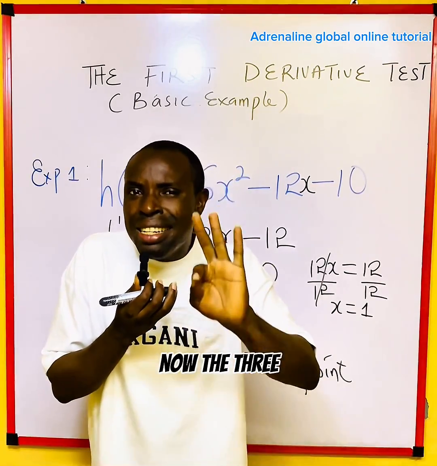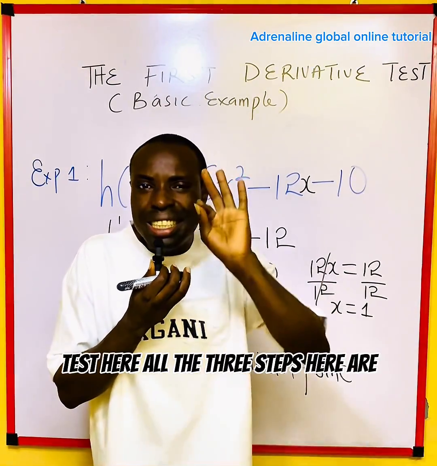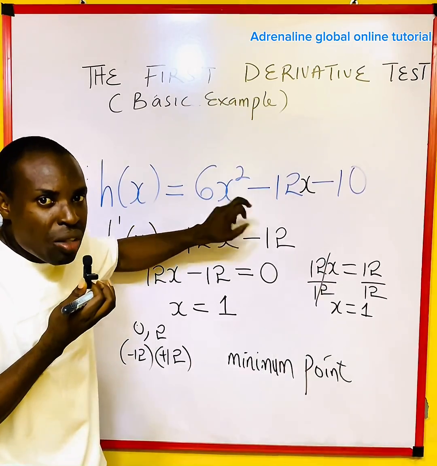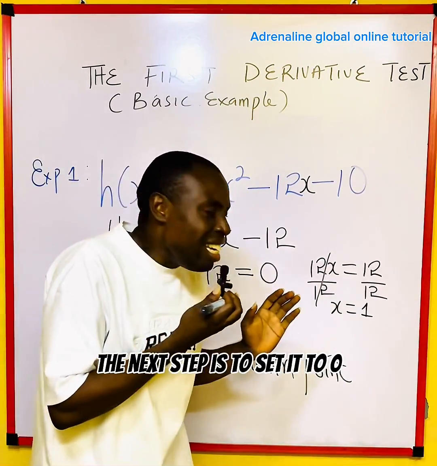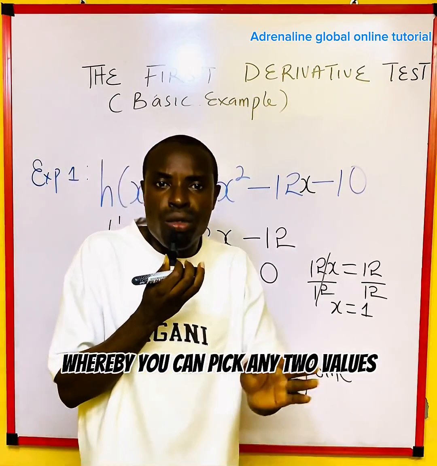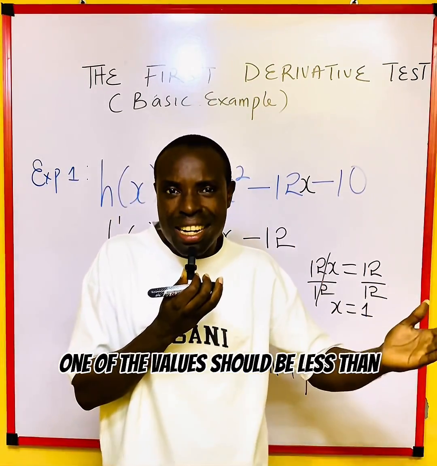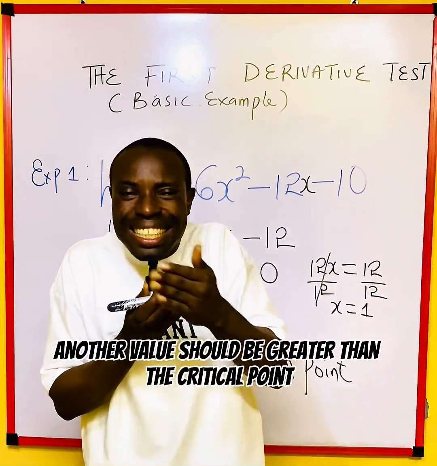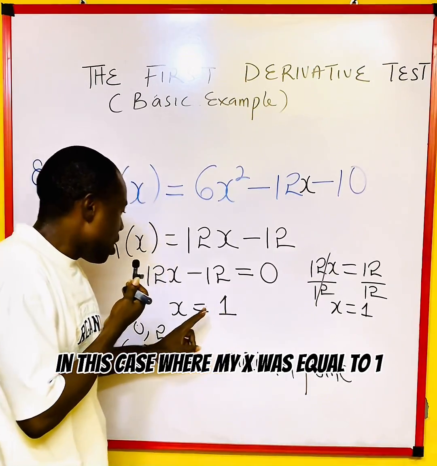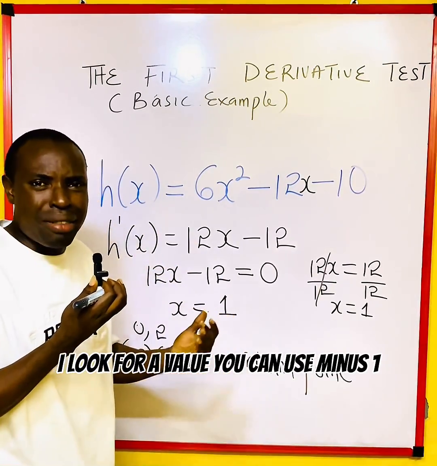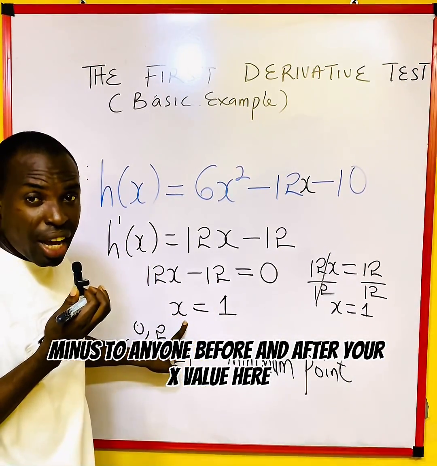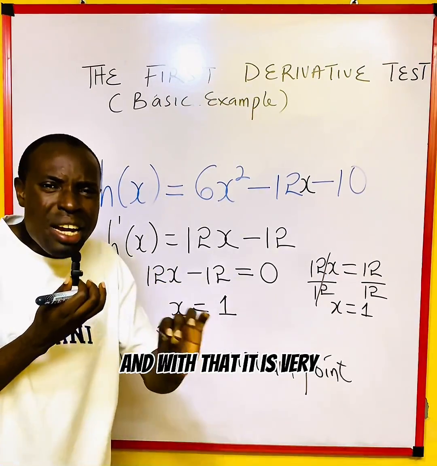Now, the three steps here are: the first step is to get the first derivative. The next step is to set it to 0. The last step is to test for the sign, whereby you can pick any two values. One of the values should be less than the critical point, another value should be greater than the critical point. In this case, where my x was equal to 1, you can use -1, -2, anyone before and after your x value here. And with that, it is very, very simple.